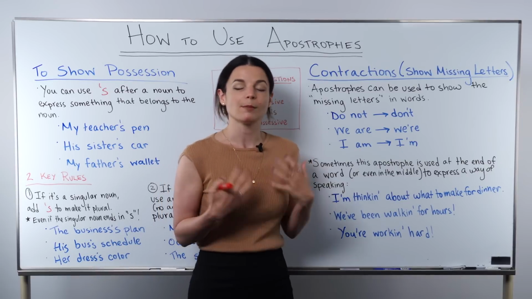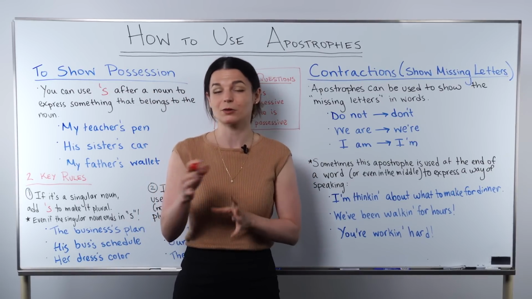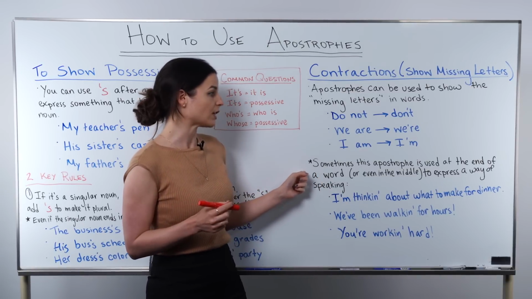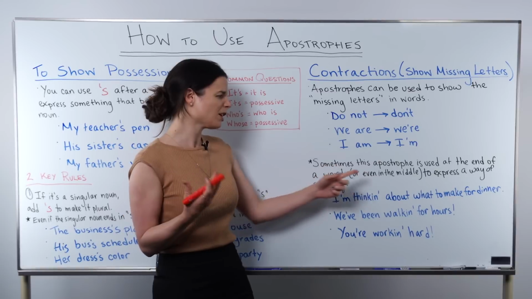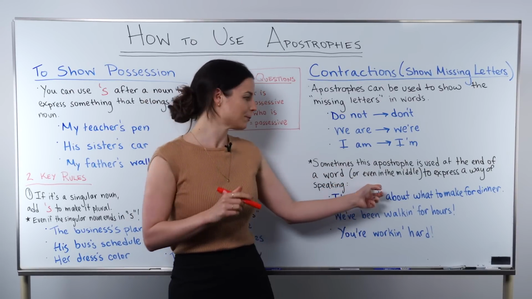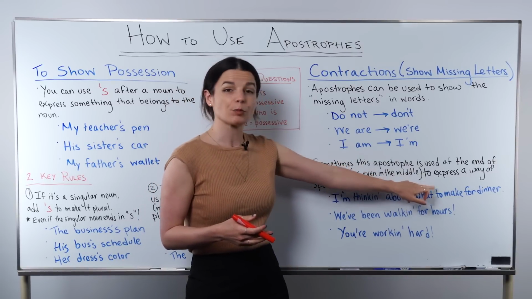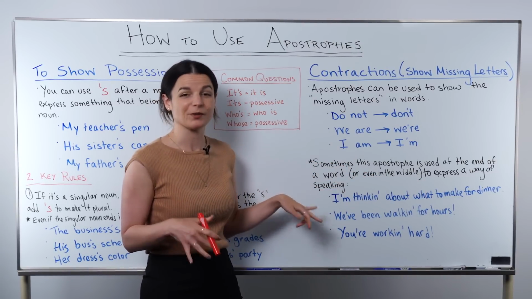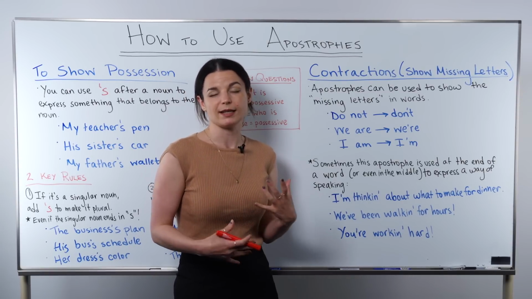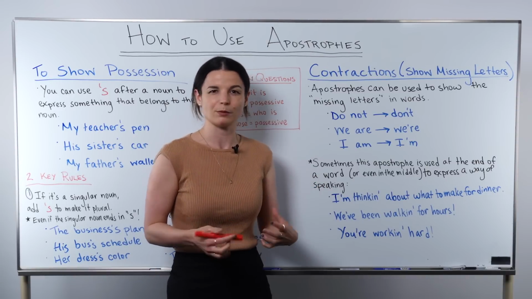But I also want to talk about another use that's typically done in books and other stories, those kinds of things. Sometimes this missing letter apostrophe is used at the end of a word, or sometimes even in the middle. It's a little bit rare. Usually this is at the end of a word. But sometimes you'll see an apostrophe at the end of a word to express a way of speaking. So this tends to sound a little more casual, or sometimes this is used to indicate a character's certain way of speaking. So let's look at some examples so you can see what I mean here.